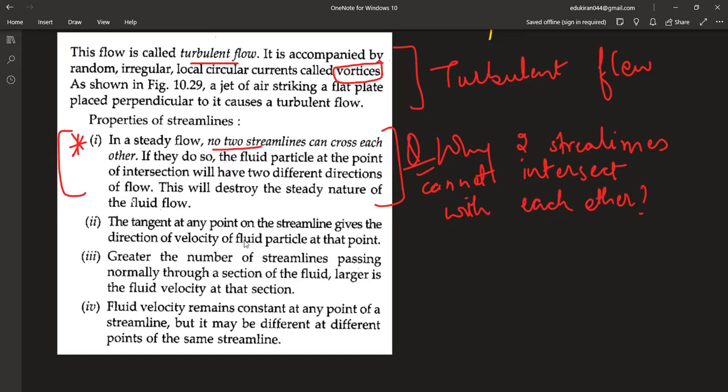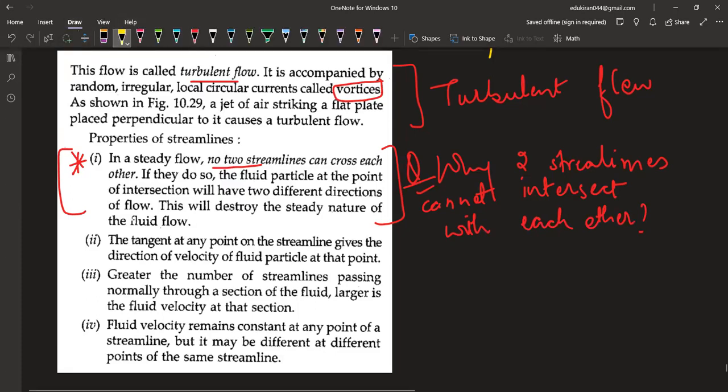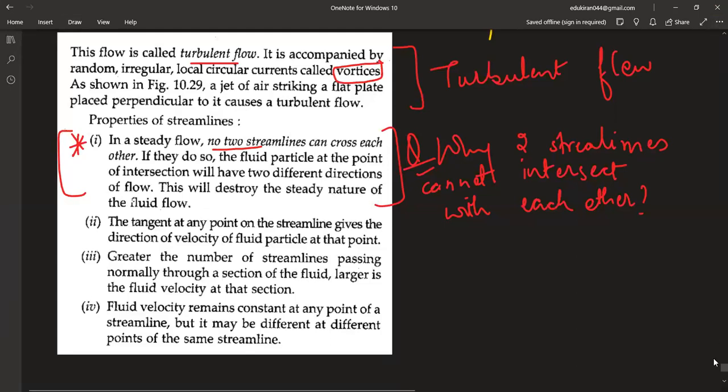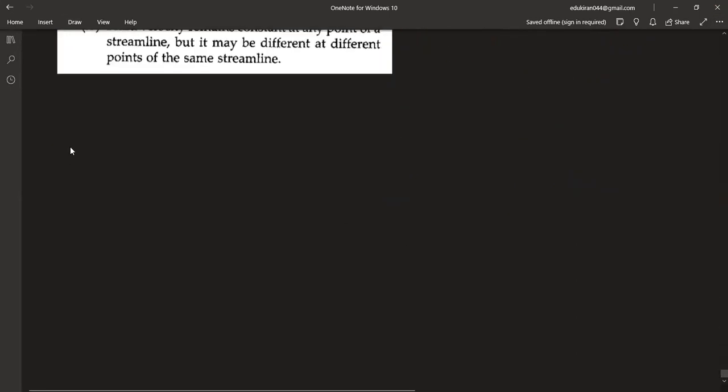Tangent at any point on the streamline gives the direction of velocity of the particle at that point. Greater the number of streamlines passing normally through the section of the fluid, larger is the fluid velocity at that section. Fluid velocity remains constant at any point of the streamline, but it may be different at different points of the streamline. All right. Now, apart from this, you have a formula to find out whether it's streamline.